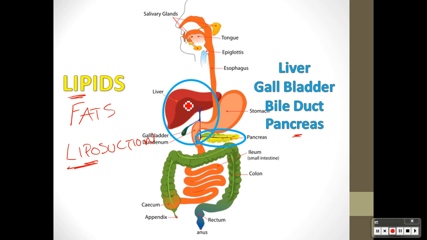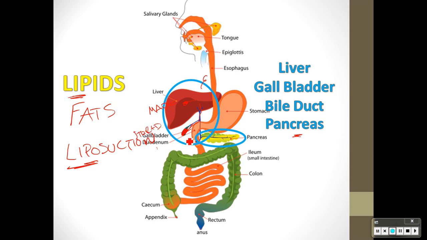and then once it's made in the liver, oh, that scratching is making me freak out. Once it's made in the liver, it goes down the bile duct into the gallbladder, where it's stored. So made, stored.